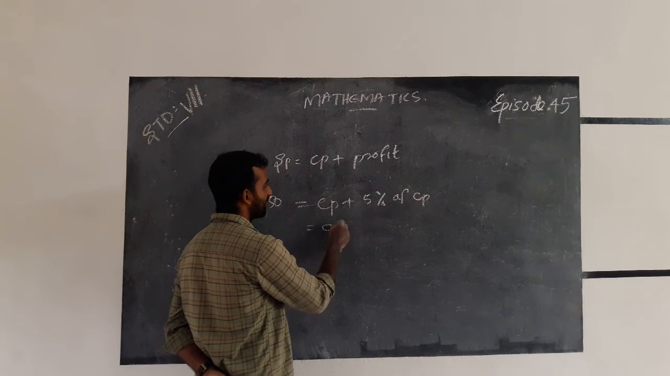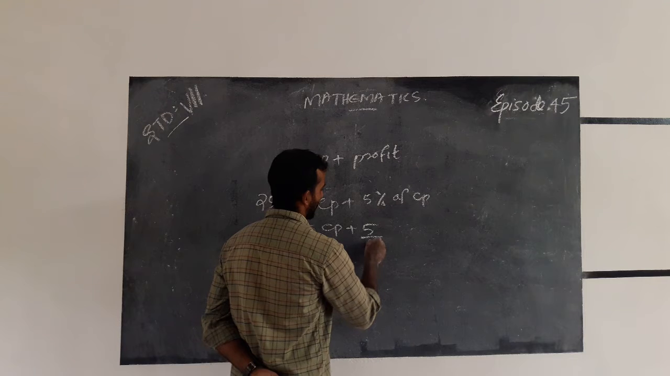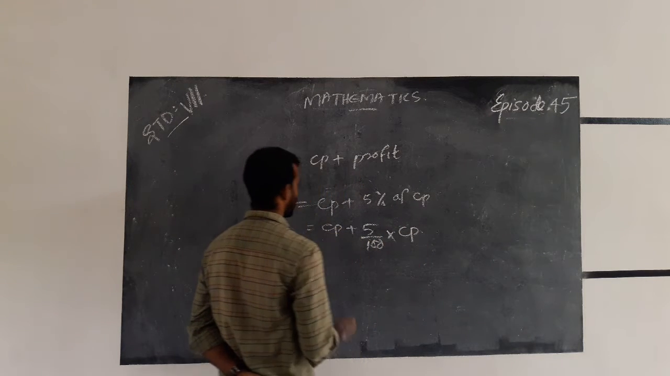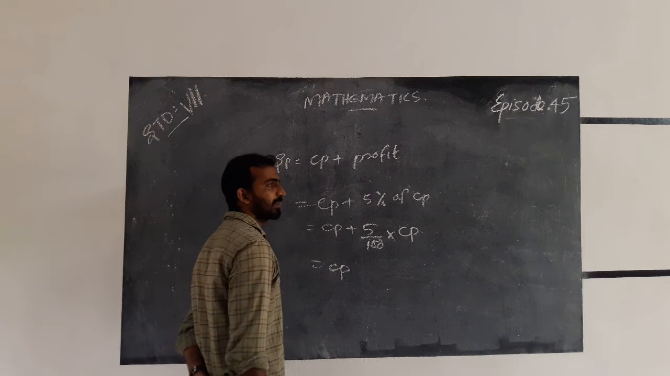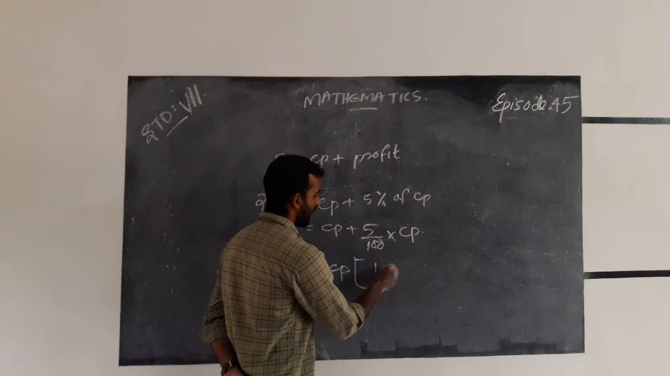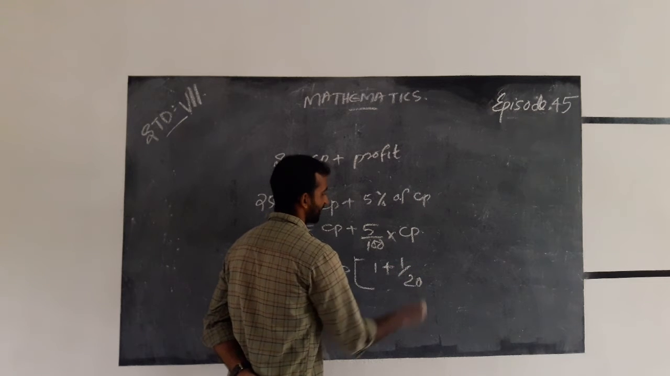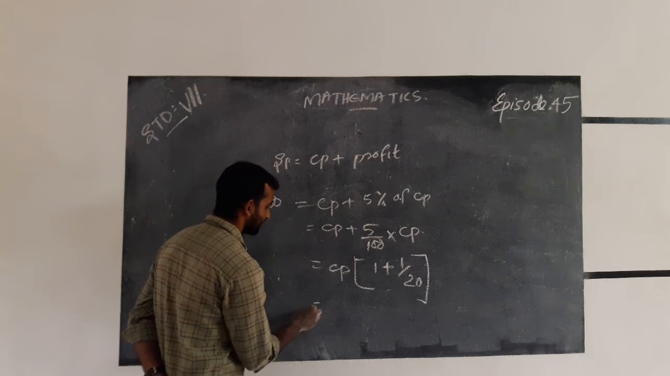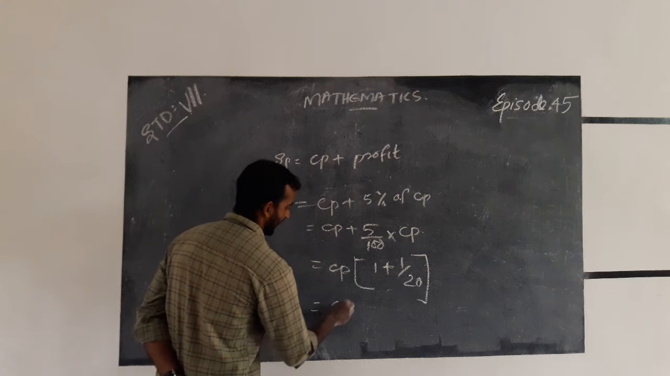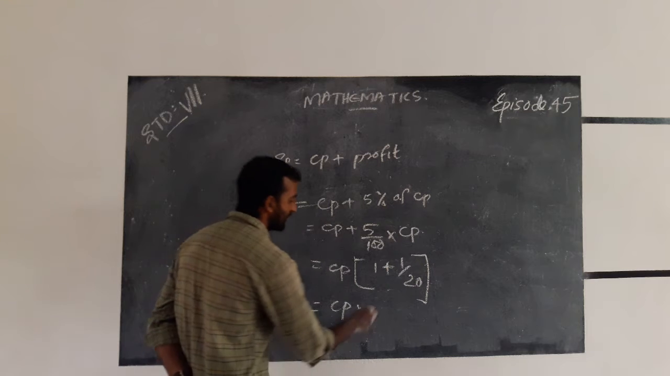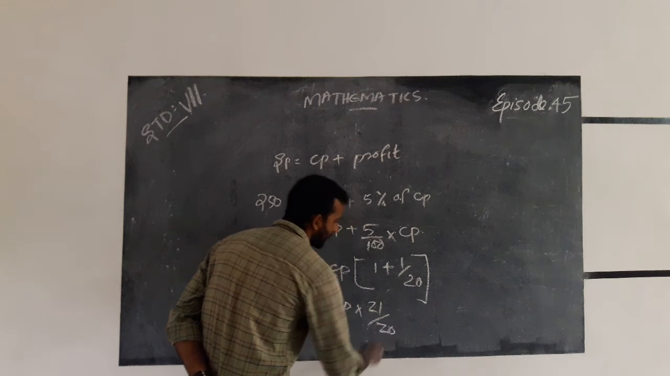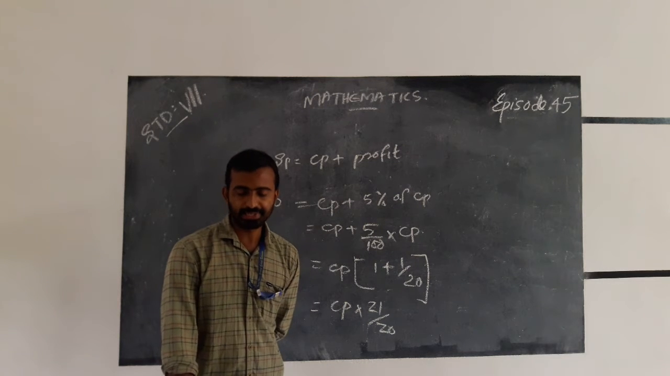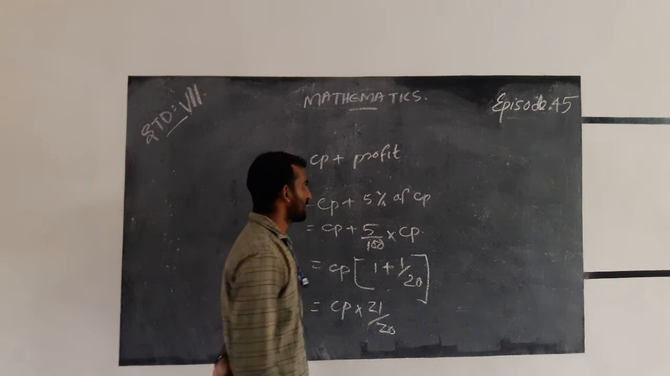That is, CP plus 5 by 100 into CP. We take CP as common. That is 1 plus 1 by 20. Is it right? Yes. That is, CP into 21 by 20.